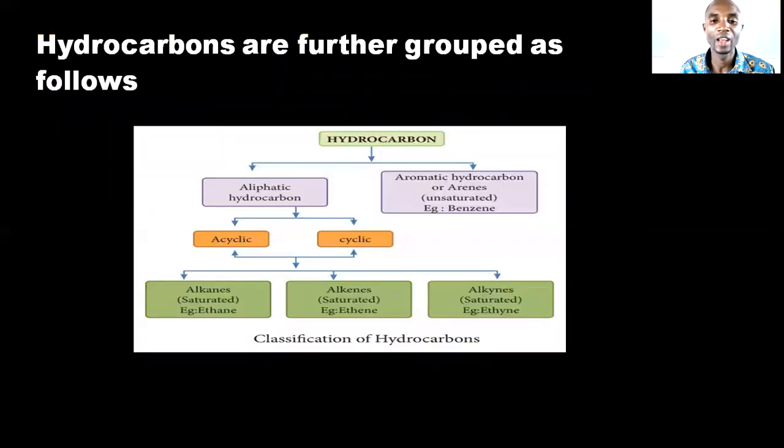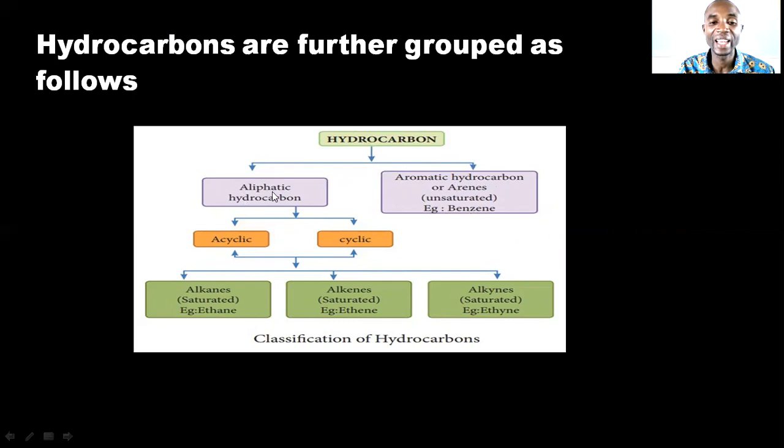All right, let's take a look at the chart that summarizes the whole classification we have talked about. Hydrocarbons are classified into aliphatic hydrocarbons and aromatic hydrocarbons. And the aliphatic hydrocarbons could be either acyclic, that means without ring, or they could also be cyclic.